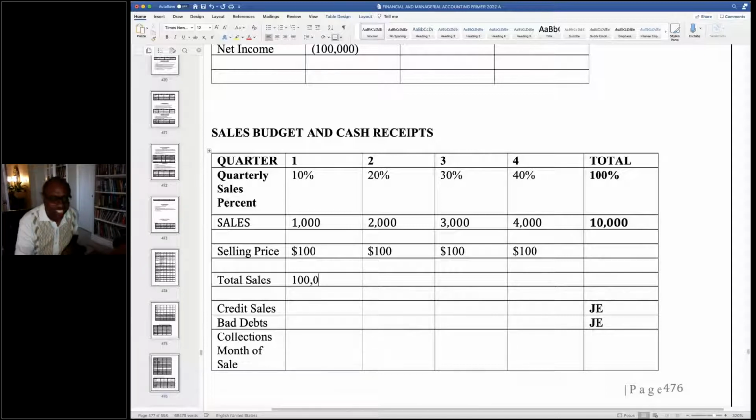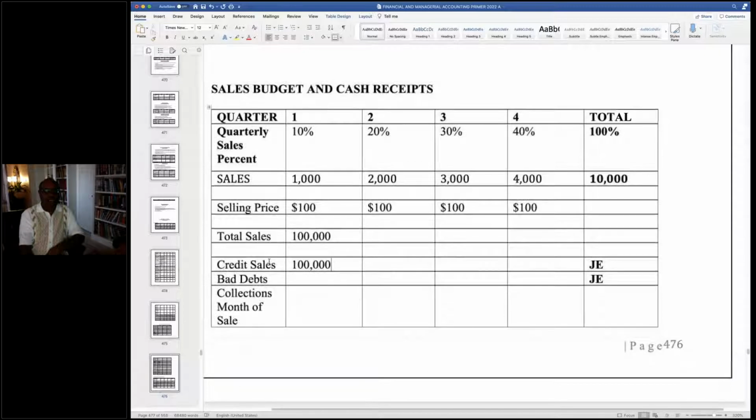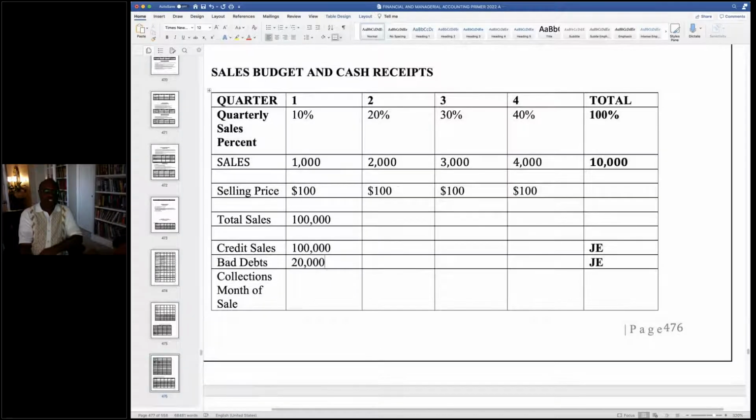Yeah. Okay. And we said all of these sales were credit sales, right? Our bad debts are gonna be what? 20%, right? So our bad debts are 20,000. Any question on that? Whenever you see a JE, that means a journal entry is needed. We'll get to it in the end when we do our totals.